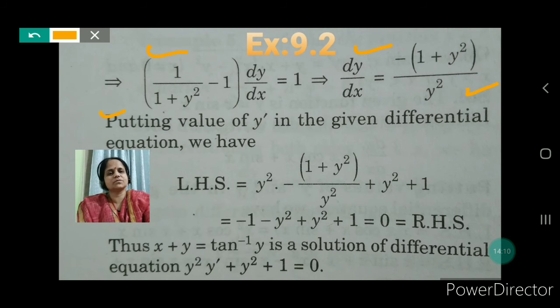Now putting values of y dash in the given differential equation, LHS, you will get y square into, here it is minus in bracket 1 plus y square upon y square, plus y square plus 1, write as it is, student. See here y square will cancel, you will get minus 1 minus y square, it is plus y square plus 1, so it is equal to 0, it is given in the RHS. So we can say that x plus y is equal to tan inverse y is a solution of the given differential equation.